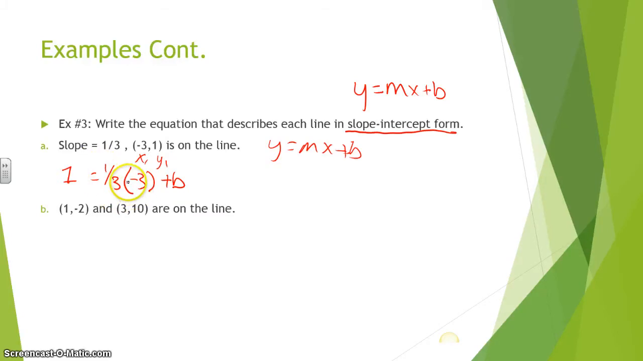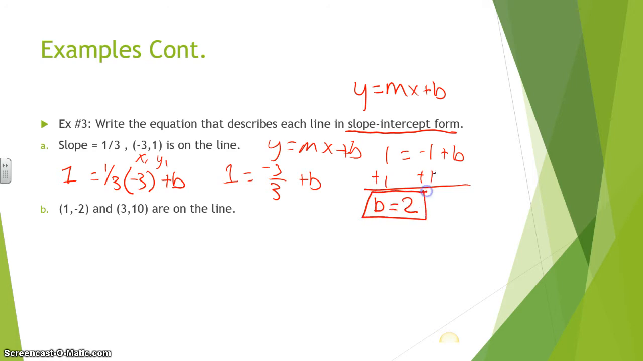1/3 times -3 is going to give me -3/3 plus b, which simplifies. -3/3 is going to give me -1. So what I have is 1 equals -1 plus b. To solve for b, I'm going to add 1 to both sides. So my b equals 2. I now have my y-intercept, I have my slope, so we can now write the equation in the slope-intercept form. My final answer for A is y equals my slope, 1/3, x plus my b, which is 2, what we just solved for.